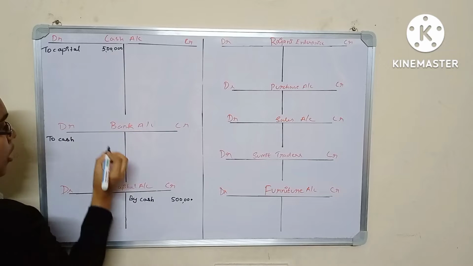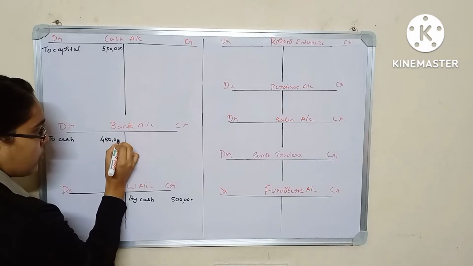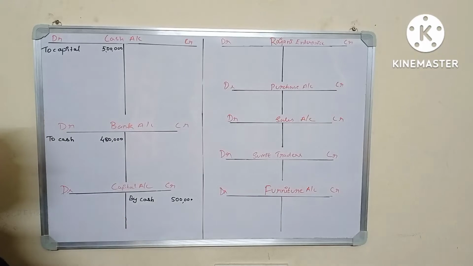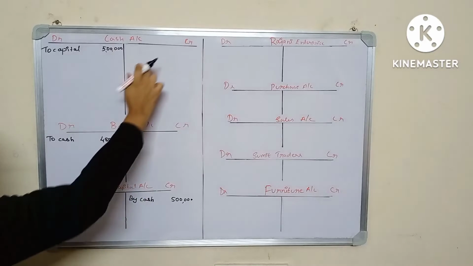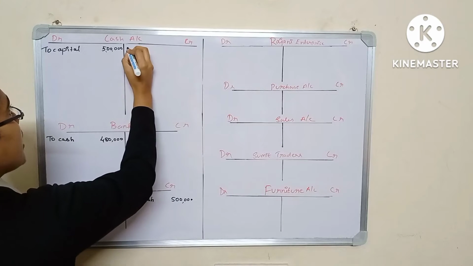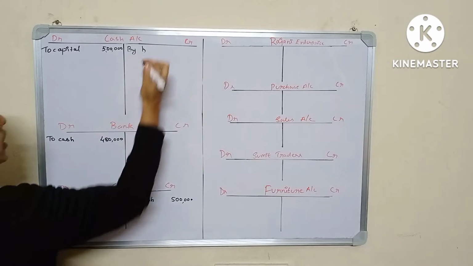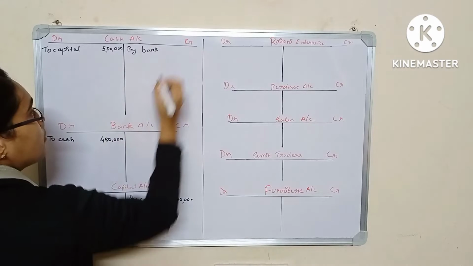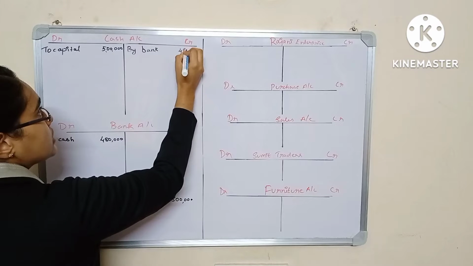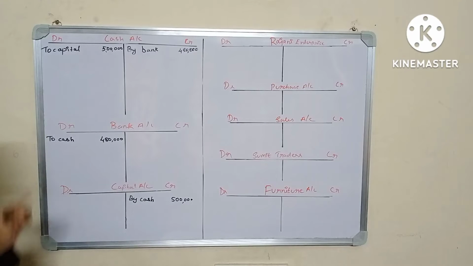Then how much is the amount? 4,80,000. So you will write 4,80,000. Now cash has been credited, so you will go to the credit side of the cash account and you will write "By bank." How much is the amount? 4,80,000. So you have posted the second entry also.